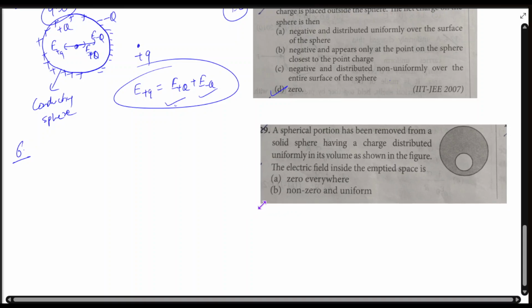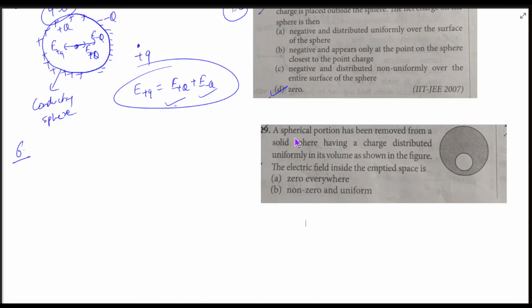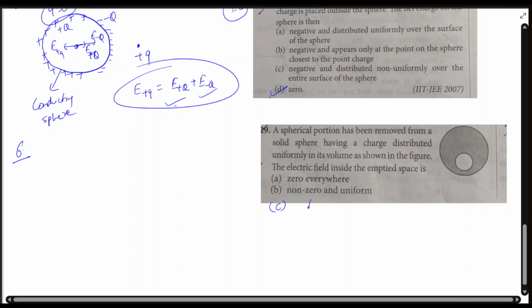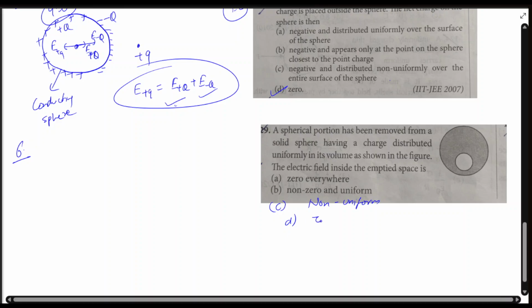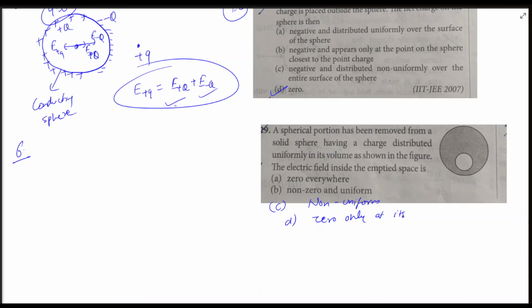Okay, perfect. This is our sixth question. There are two options missing, so I will write these two options. Just give me a second. So option C is non-zero, non-uniform, and option D is zero only at its center.